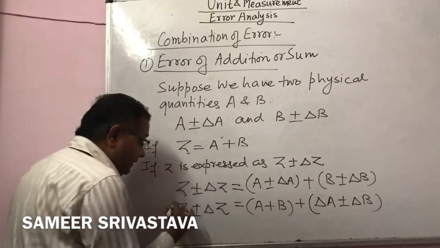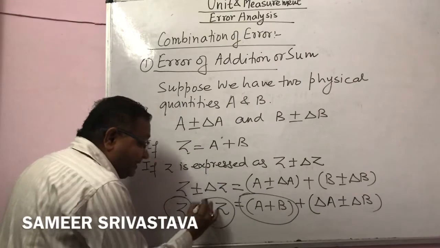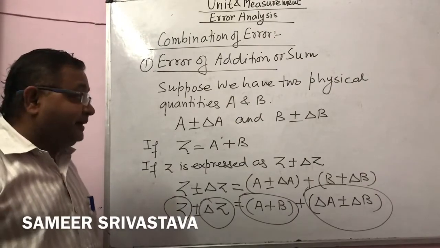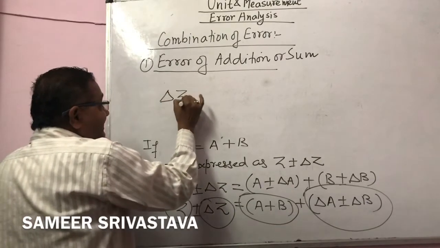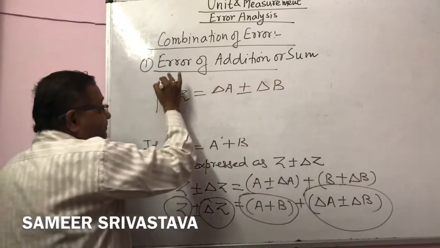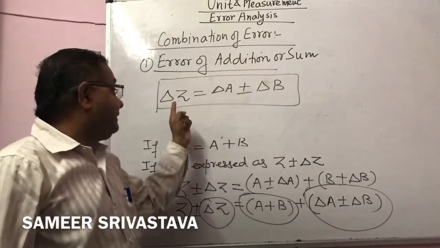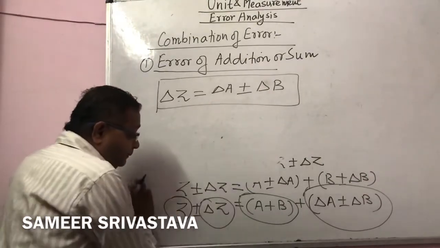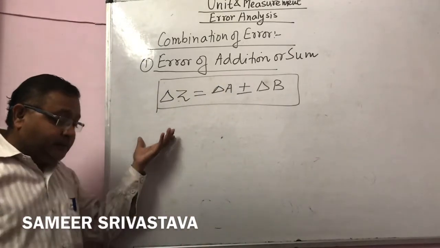Now if we compare both sides, Z is how much? We gave Z equal to A plus B. So what about delta Z? Delta Z will be delta A plus minus delta B. So we write, in the case of addition, the error delta Z is equal to delta A plus minus delta B. So if the two quantities are in summation form or addition form, their error is written as delta A plus minus delta B.